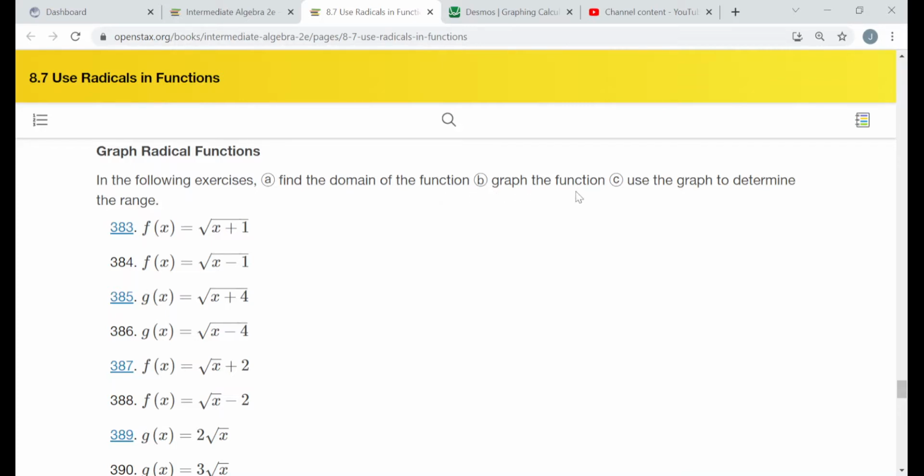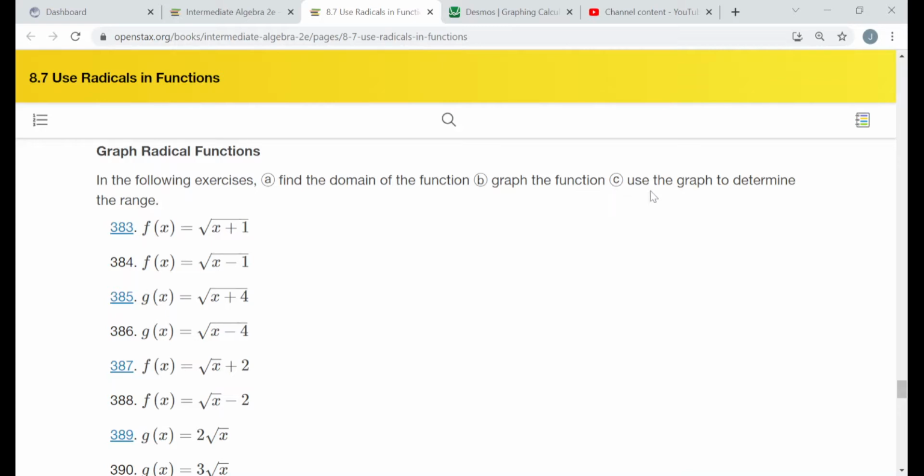B, graph the function. So I'm going to make a rough hand graph, a graph by hand on some paper. It's not even going to be graph paper. And then I'll show you on desmos.com, the free online graphing calculator website. I'll show you a better picture of the graph.